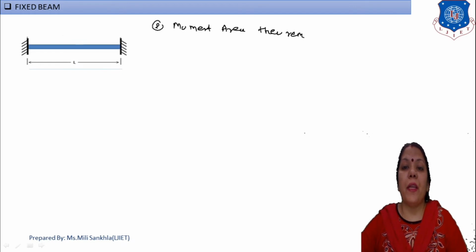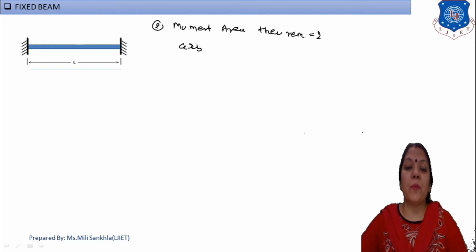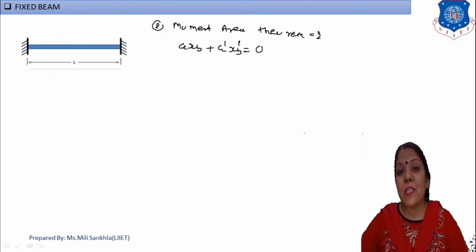Okay, now moment area theorem number 2 is for deflection, and support B rotates, that means we have to take a CG from support B. A x̄b plus a' x̄' b is equal to 0. Here why we take 0? Because here support B rotates, so that deflection is equal to 0.